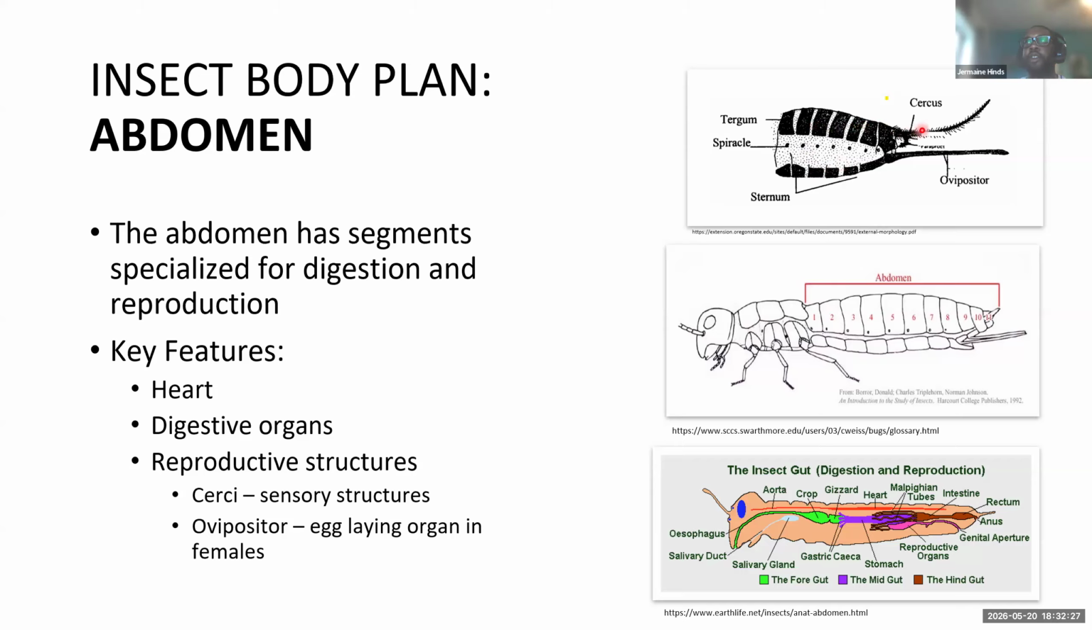They also have different appendages for laying eggs. The cerci also detect chemicals, and in some insects the cerci can be used to mate. They can use them to clasp and do different things depending on what the insect needs. Some key features of the abdomen are the heart, the digestive organs, and the reproductive structures. In a generalized insect, the heart runs along the spine. The reproductive structures are throughout the different abdominal segments, and the cerci are usually at the end.